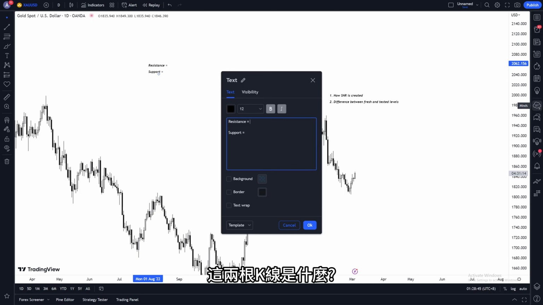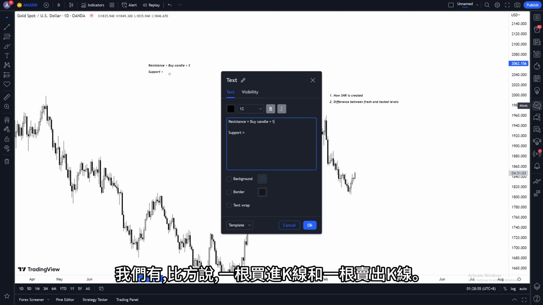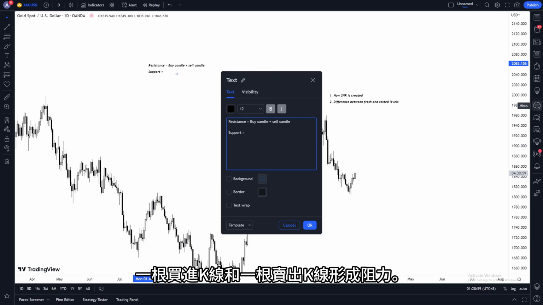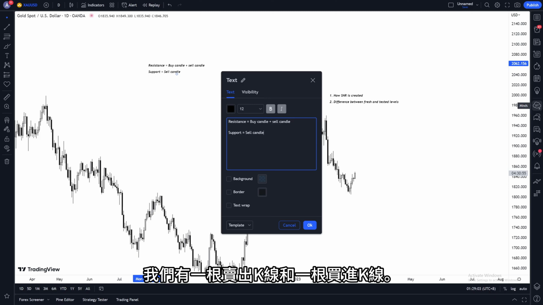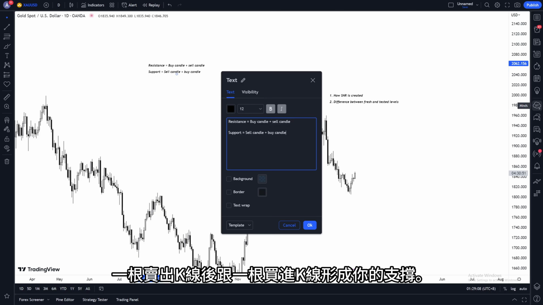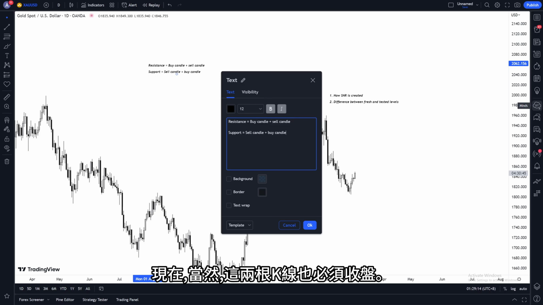What are these two candles? Well, it depends on whether it's support or resistance. So with resistance, what two candles could possibly create resistance? Very simple. We have a buy candle and a sell candle. A buy candle and a sell candle form a resistance. What about support? We have a sell candle and a buy candle. A sell candle followed by a buy candle forms your support. Now, of course, these two candles have to close.